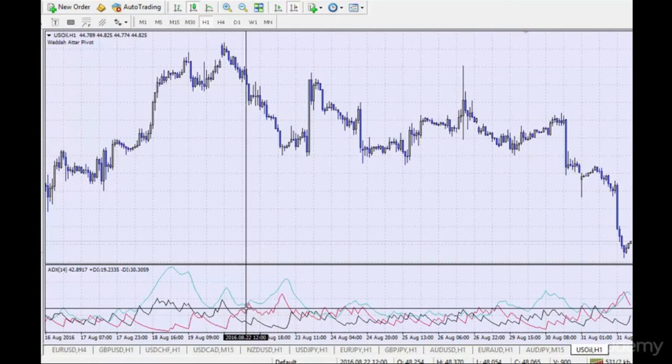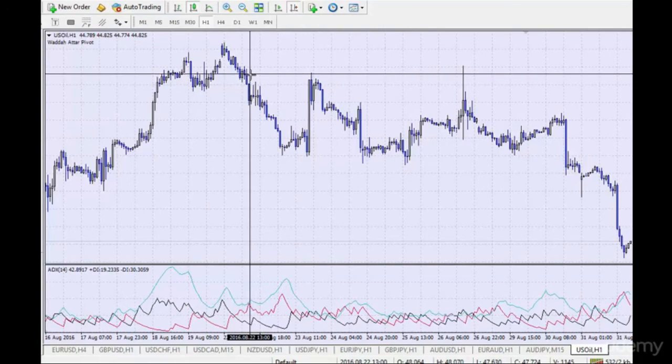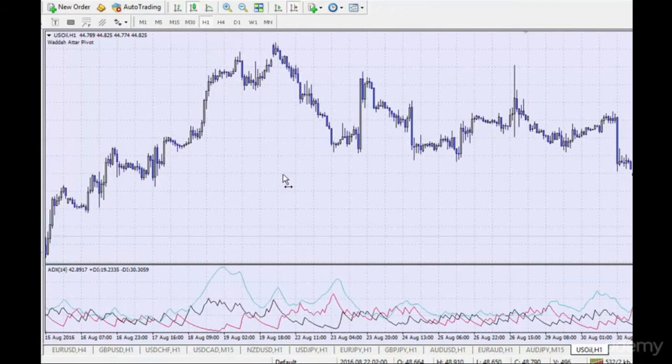And this is a sell signal because the red line is above the black line. Okay, the minus line is above the plus line. That's a sell signal. So this is a sell signal. And you could have sold the market here, over 150 pips profit. So the ADX is a very good indicator.